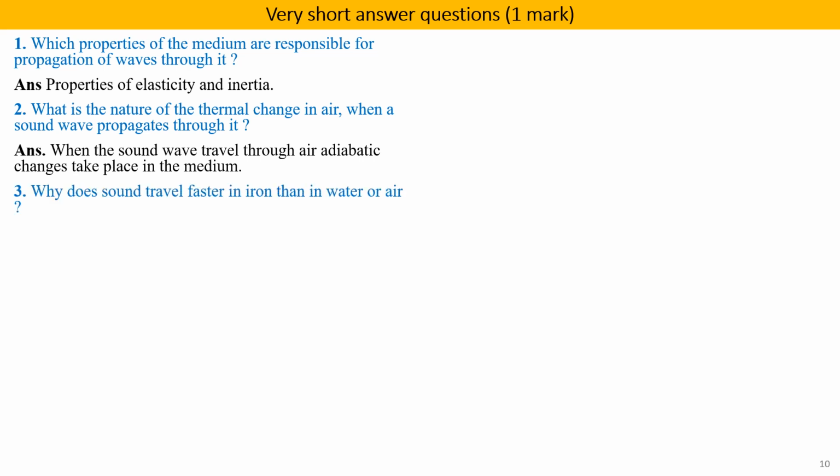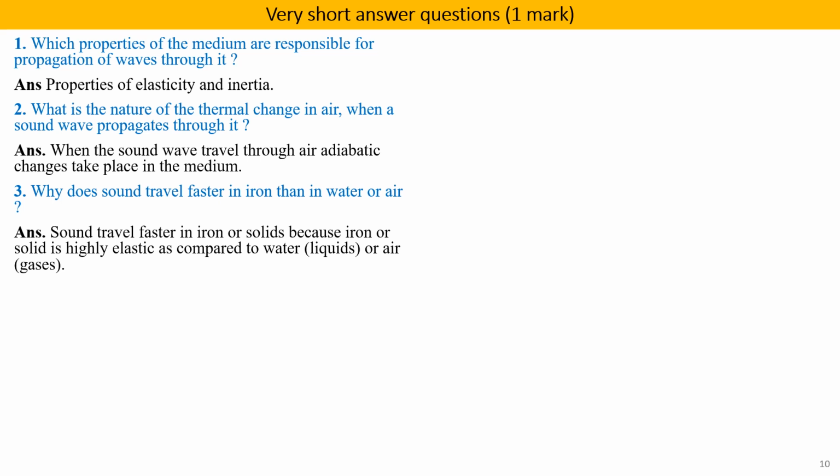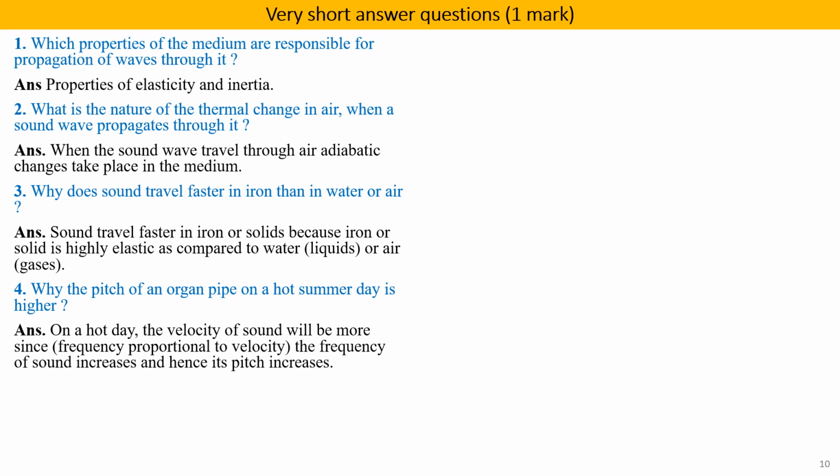Why does the sound travel faster in iron than in water or air? Because sound waves travel faster in iron or solids, since iron or a solid is highly elastic as compared to water or air or gases. Why is the pitch of an organ pipe higher on a hot summer day? On a hot day, the velocity of sound will be more, and since frequency is proportional to velocity, the frequency of sound increases and hence its pitch increases.